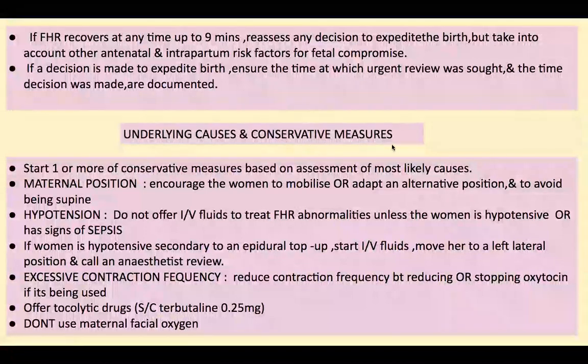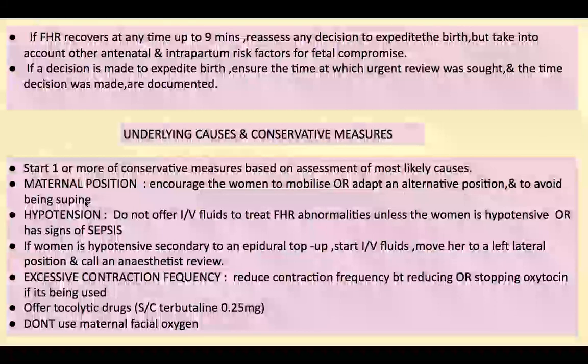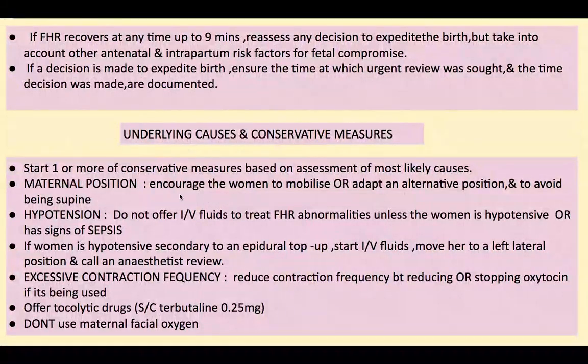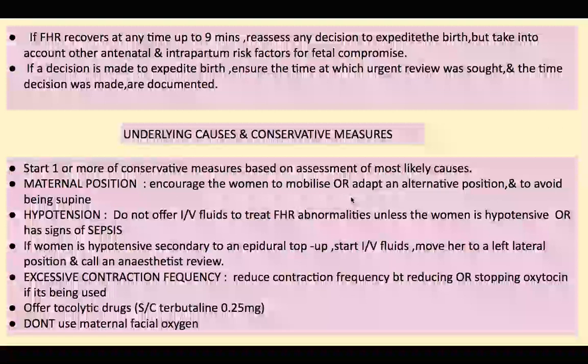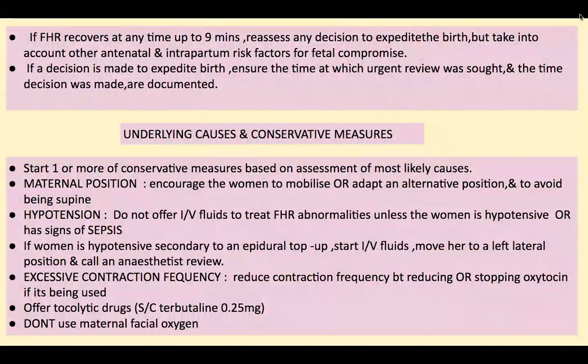Underlying causes and conservative measures. Start one or more conservative measures based on the assessment of the most likely cause. You're not going to choose conservative measures without any reason, like the patient is not having anything and you are going to do conservative measures on your own. No, it's not like this. Maternal position: encourage the woman to mobilize or adopt an alternative position and to avoid being supine. So you have to see what the position of the patient is. You will encourage the patient to mobilize and she can adopt an alternative position as well. All right. And what else?